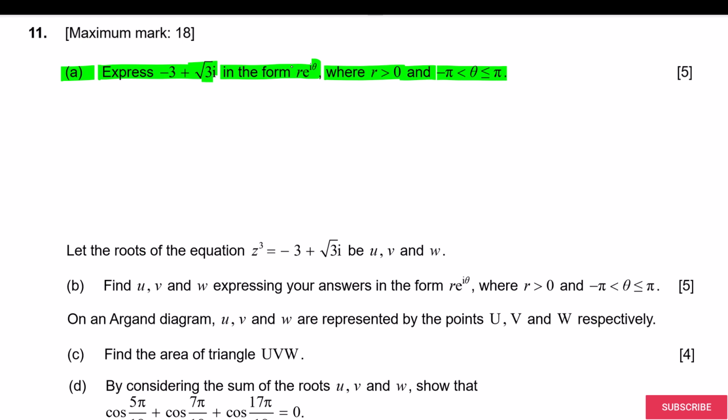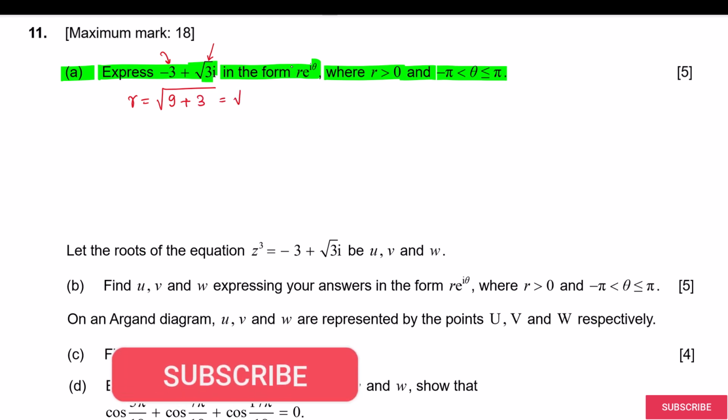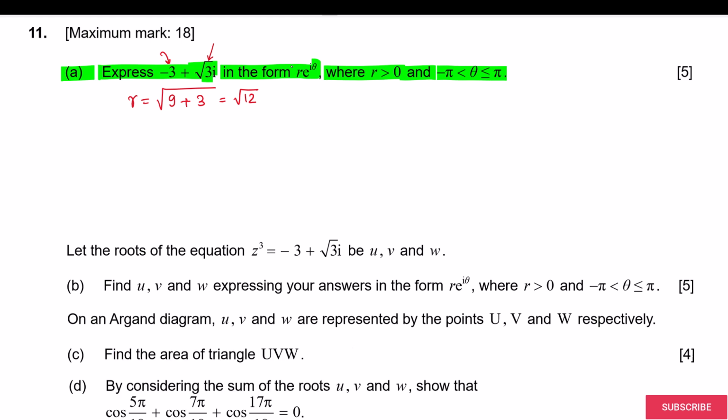So we know how to find it, because in this case we only need to find the r and theta, and here r is the modulus and the formula for this is the square root of the sum of the squares of each component. Components means this is the real component and this is the imaginary, so the square of negative 3 is going to be 9, plus the square of root 3 is 3, so basically we got this as root 12. And now we need to find the argument.